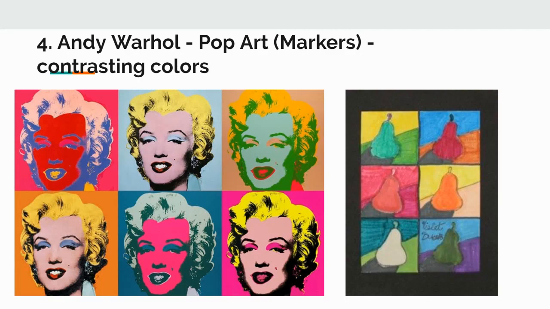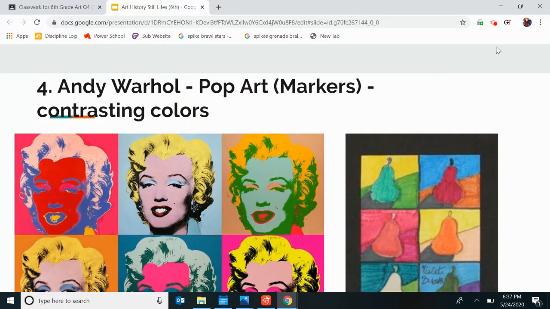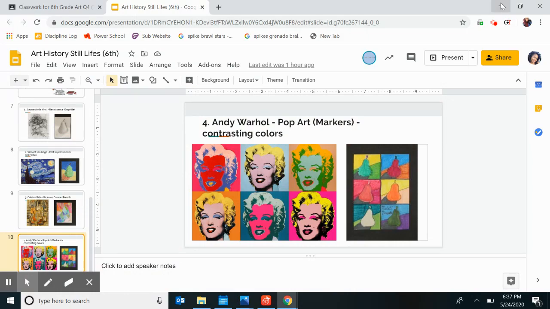But one thing about the graphic approach to Andy Warhol's work, who was a pop artist, is you want to make sure the color looks flat. In his work, he did screen printing. For our example, we use markers. So let's go ahead and get started with that.